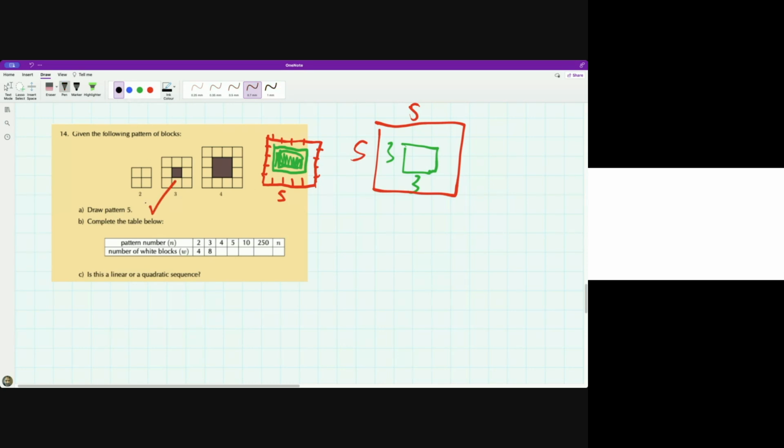Then it says, complete the table below. 2, 3, 4, 5, 10, 250, n. What do you think is going to come next in this block over here?